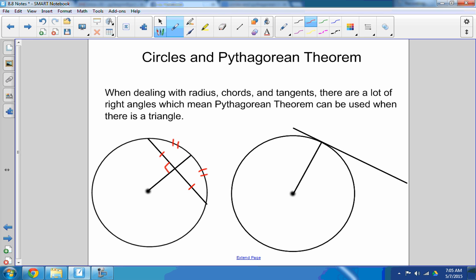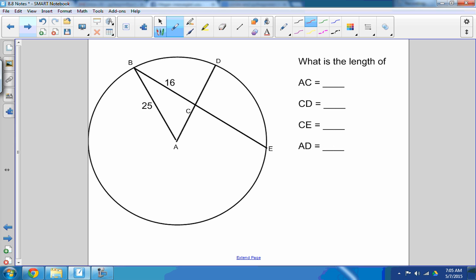And when we're dealing with tangents, we know if you draw the radius to where the tangent intersects the circle, it's also a right angle. So we have these two right angles, so we can potentially use a lot of things related to right triangles. So here, let's look at this problem.